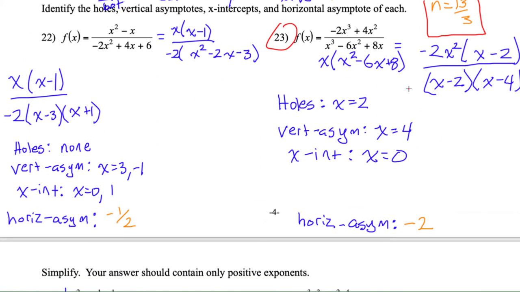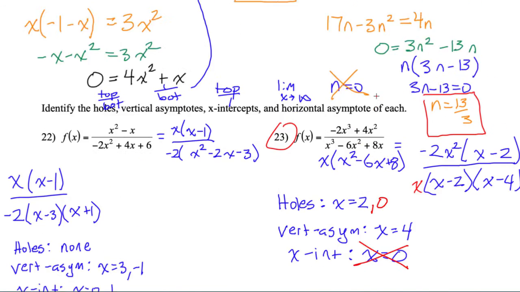I made a mistake for 23. I should have had this x down here in the denominator, but I left it out, which means that I do have another vertical asymptote. Actually, it's not a, it's a hole, actually. So there's no x-intercepts. It's only a hole. So that would be the correction. No x-intercepts, only holes, because you have an x on the top and the bottom.